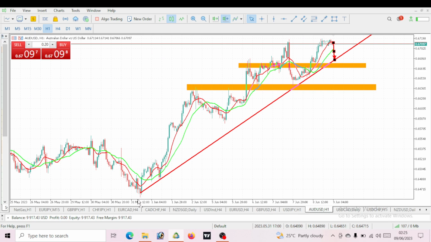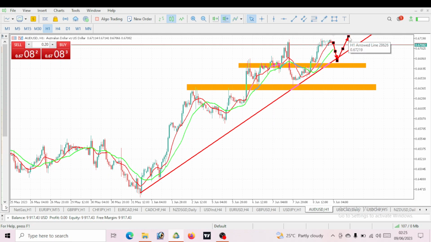Now take a look at this trend line. You can see that price has reacted to this trend. So I think we should be patient enough for price to come to this trend line before we can start looking for a buy opportunity. That is the best thing you can do. Wait for a correction or a movement to this trend line. Then we can look for an opportunity to go long on AUD USD.